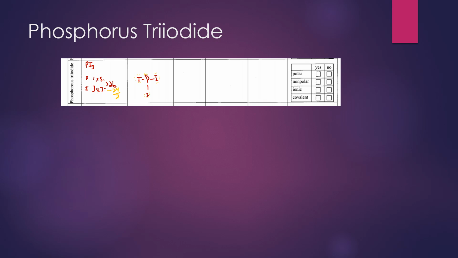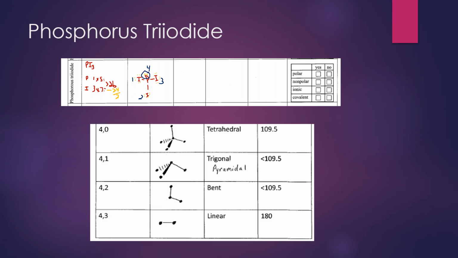So in order to figure out the molecular geometry and the bond angles, we need to look up in our tables. So in this case, we have 4 total things around the central atom. So 1, 2, 3, and then the 4th thing is this lone pair right here. So I want to look in the categories of 4s. So I have 4, 0, 4, 1, 4, 2, and 4, 3. So 4 total things. What comes after the comma is how many of those things are lone pairs. So in this case, we have just 1 lone pair, so we're going to be looking at 4, 1.